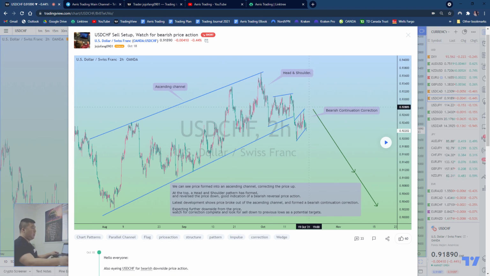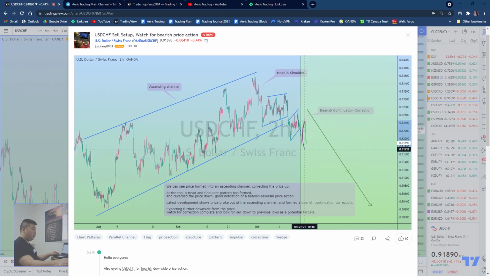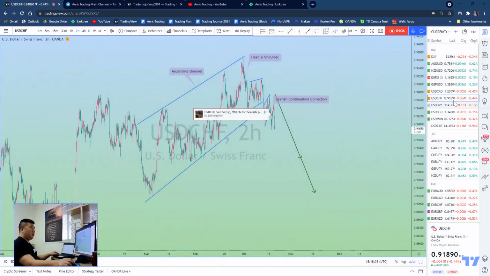This is usually a good sign, showing you that this previous consolidation is finally over, and we can likely get another downside from the price. And we're pushing to the downside now, and we're looking at this as a first potential target, and the bottom of this ascending channel as a second potential target. I do agree that if this is going to break this previous low, certainly more downside is very, very possible. So that is dollar Swiss.